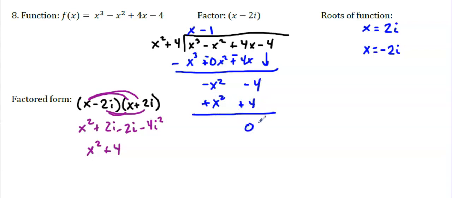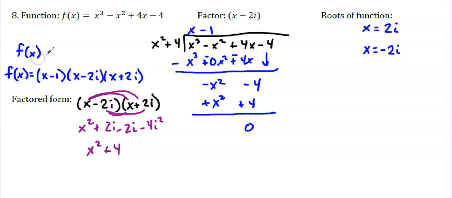So since 0 is my remainder, then I know x minus 1 is a factor. My factored form will actually be f of x equals x minus 1 times the quantity x minus 2i times the quantity x plus 2i. If you were asked to write your factors so that they did not contain imaginary numbers, then it would be f of x equals x minus 1 times the quantity x squared plus 4. My third root was a positive 1.